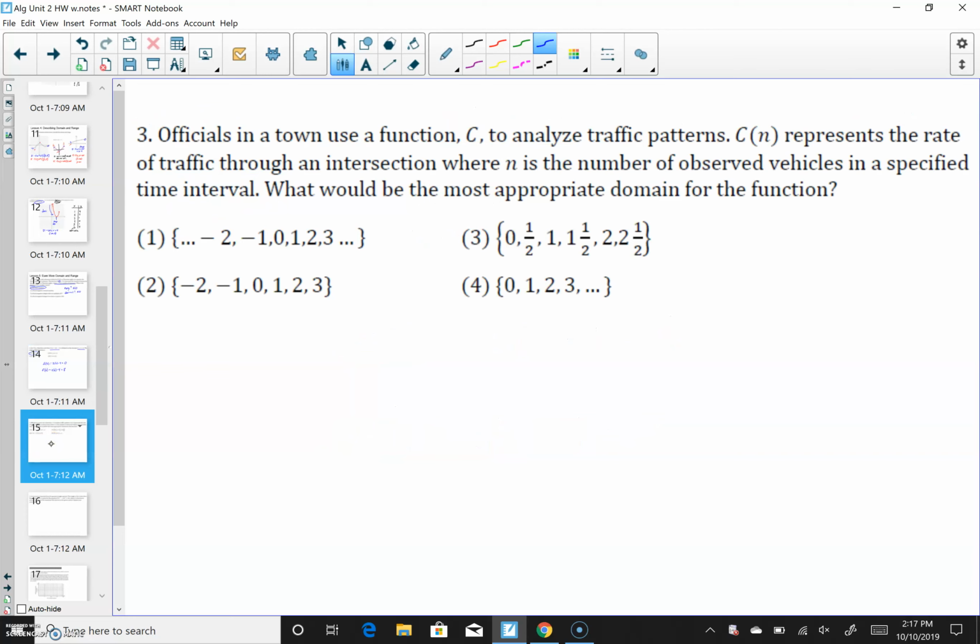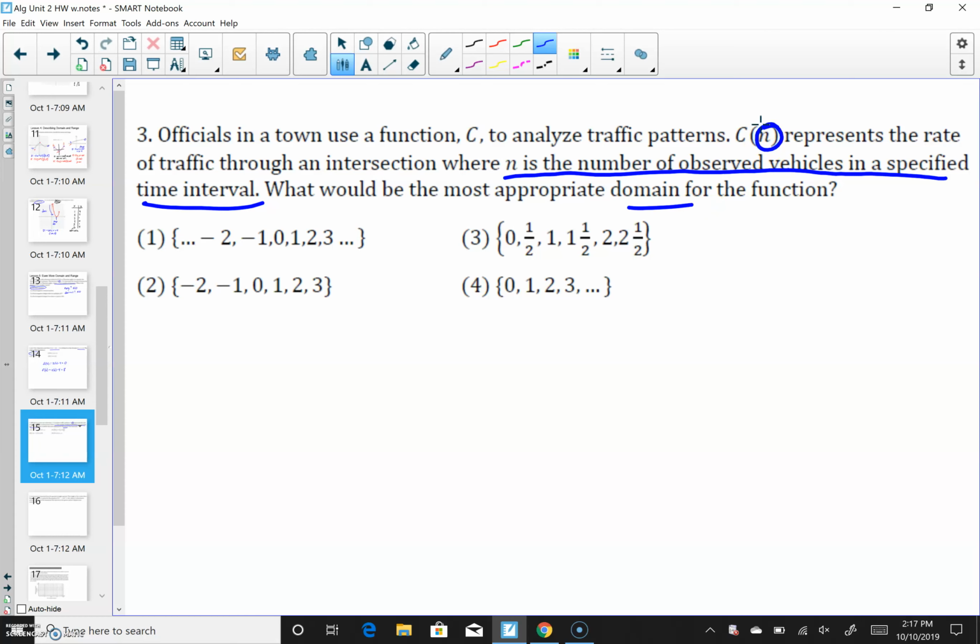Officials in a town use a function c to analyze traffic patterns. C of n represents the rate of traffic through an intersection where n is the number of observed vehicles in a specified time interval. What's the appropriate domain? And there it is. n is our domain.